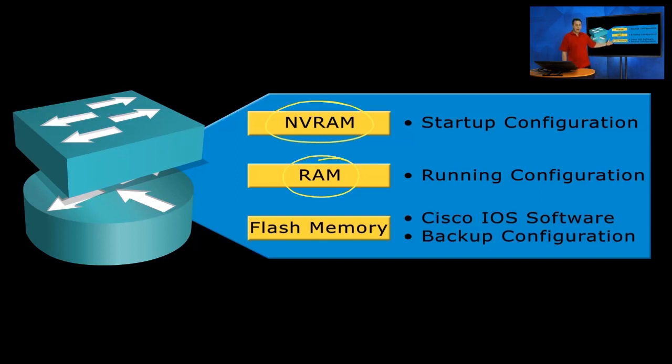Which means that I'm going to have to, on a regular basis, every time there is a change made to our device, copy the running configuration to the startup configuration. By doing so, I have just made a backup of the contents in RAM, the running configuration, to the startup configuration, which is in NVRAM.